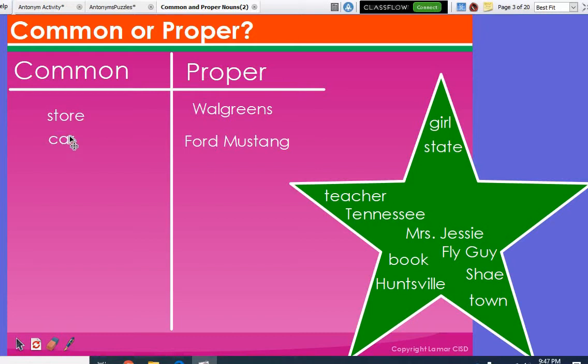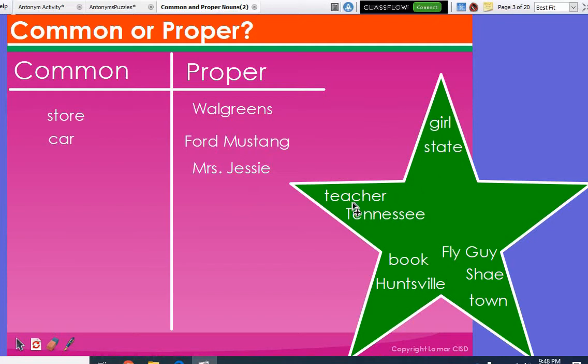So I could be talking about any car. It could be a Chevy, it could be a Dodge, it could be a Ford. It could be any car. That's a common noun. But when I say its special name, that's when it makes it proper, when you have the name of it. So, let's see. Ooh, Miss Jessie. Would I be a proper noun or a common noun? Yeah, I'm going to be a proper noun because that's a name. Mrs. Jessie is my name. Since it's my name, I'm going to go in the proper nouns.